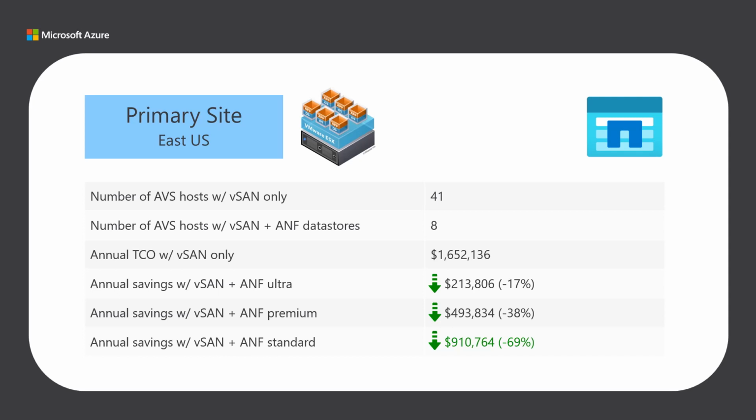Hey, that's great. One question, what if it turns out that standard tier isn't performant enough for their apps? That's no problem at all. They can move ANF data stores around to different performance tiers non-disruptively and find that sweet spot between performance and cost, or as application requirements change. Awesome. So they can start on standard and adjust as needed without any disruption.